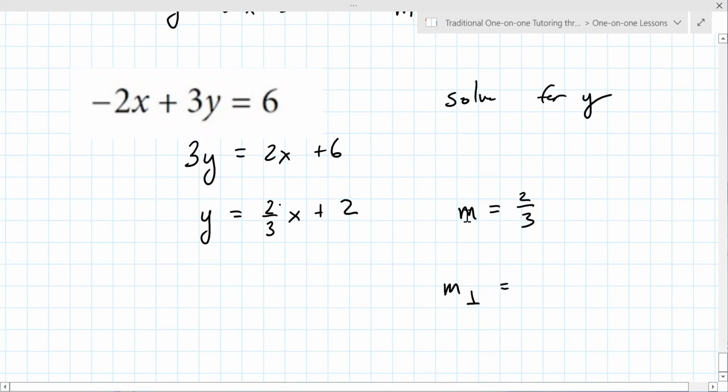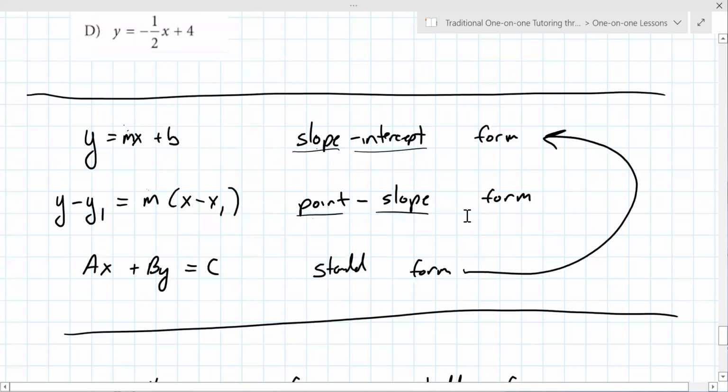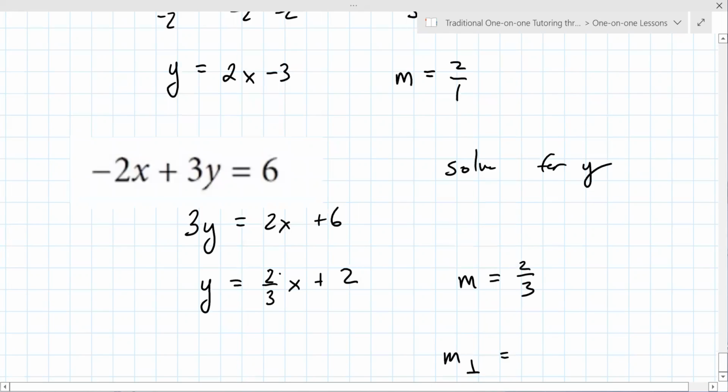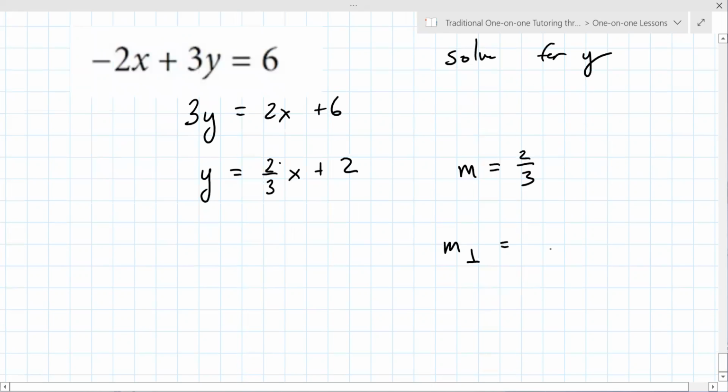Nope. Let's go back. Oh, perpendicular. Okay, yeah. You either opposite, reciprocal, flip, negate. So it'd be -3/2. -3/2. Okay, I forgot. All right.